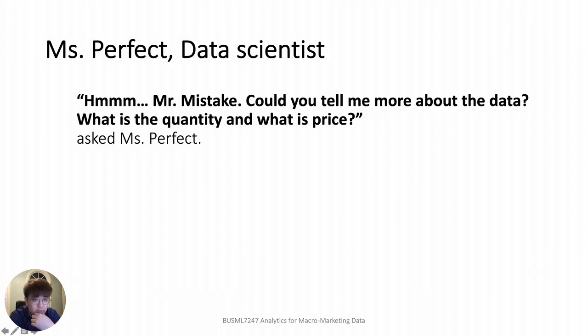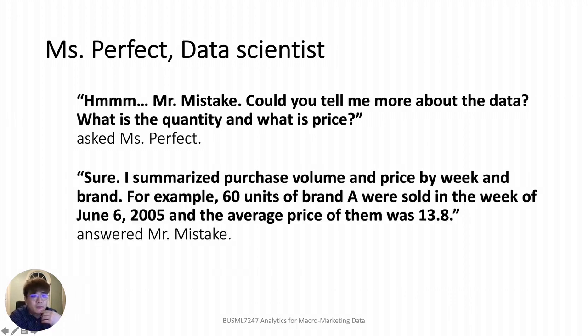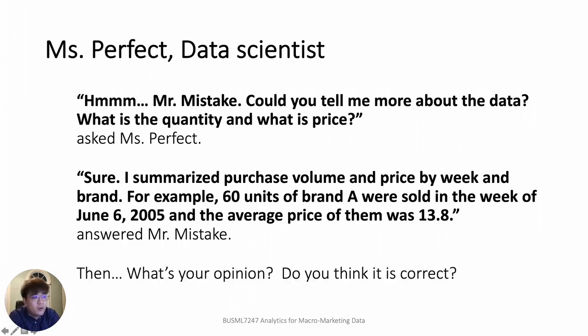Mr. Mistake, could you tell me more about the data? What is the quantity and what is price? asked Ms. Perfect. Sure, I summarized purchase volume and price by week and brand. For example, 60 units of brand A were sold in the week of June 6, 2005, and the average price of them was 13.8, answered Mr. Mistake. Then, what's your opinion? Do you think it is correct?